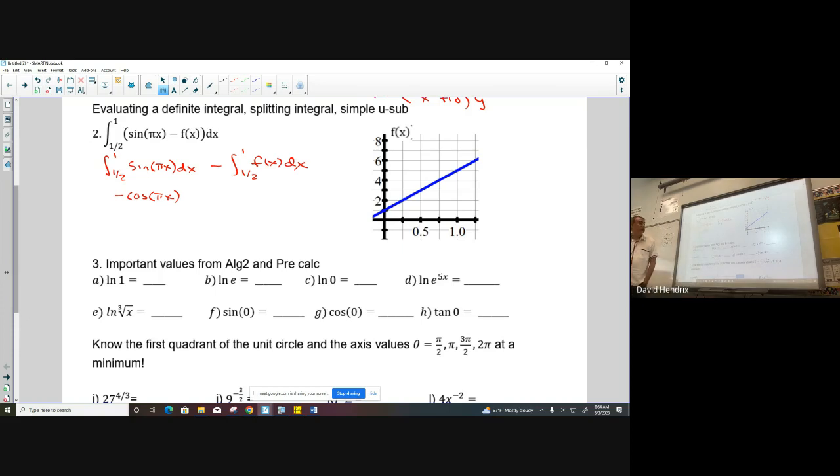And then we have an inside function, so we can't ignore that. So we have to do the simple u-sub here. So what does it mean we're going to have to multiply by? 1 over pi, right? So we have this 1 over pi. And this is going to be evaluated from 1/2 to 1.